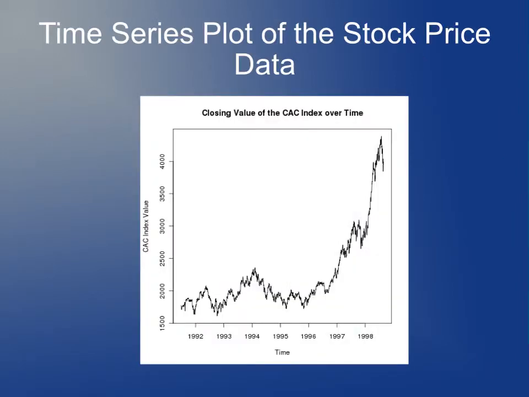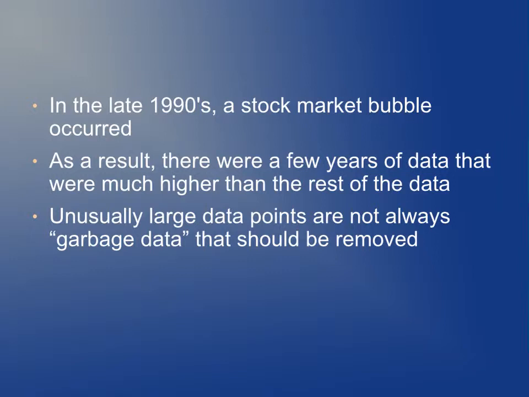This is a plot of the closing value of the CAC over time, and you see throughout most of the decade of the 1990s it hovered around 2000 or so. At the very end of the decade, suddenly it jumped really high. And as you'll recall, in the late 1990s there was a major stock market bubble going on, so you ended up with not much movement through most of the decade, but then sky-high stock prices for the last year or two.